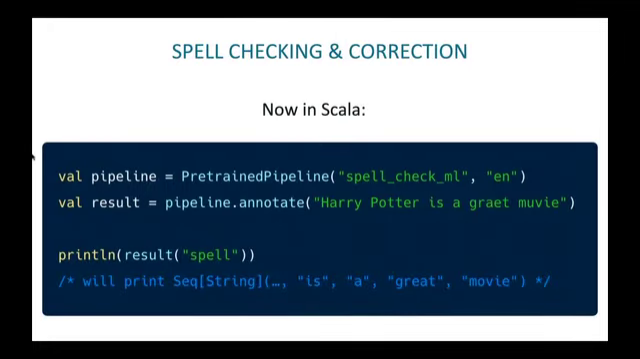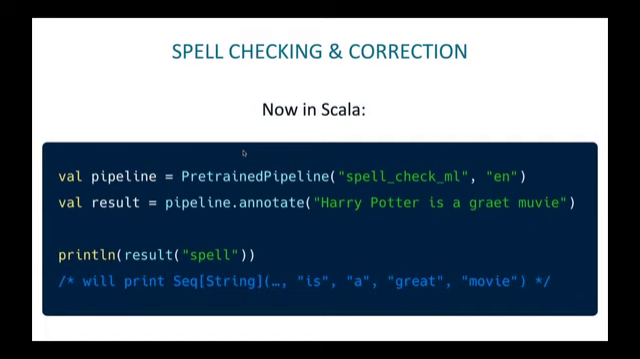Here's another example, and this example is in Scala. Really just to show you that the syntax in Scala and the API in Scala is really exactly the same. Here what we're trying to do is spell checking and spell correction, which is another unique thing that Spark NLP provides. So we load a pre-trained pipeline. We say we want to do a spell check in English. And then we call pipeline.annotate Harry Potter is a great movie.